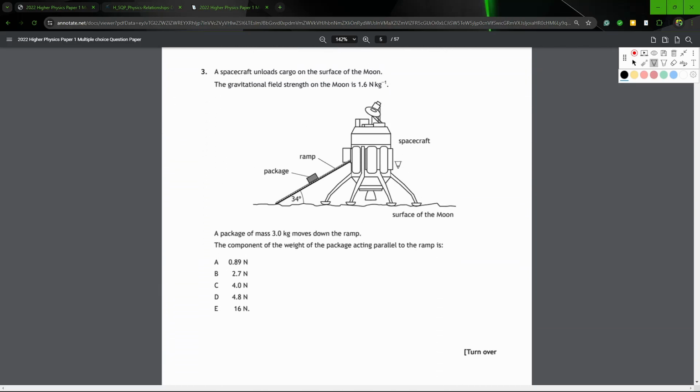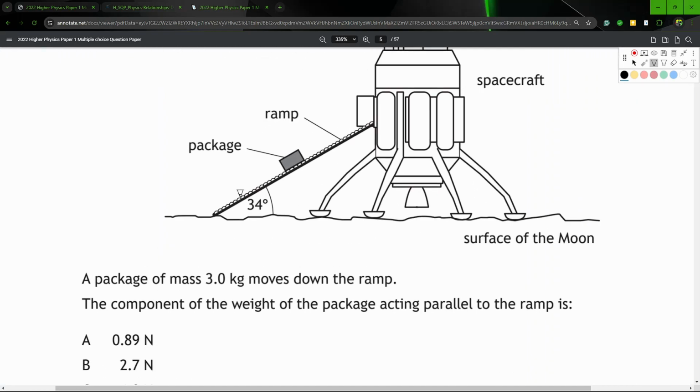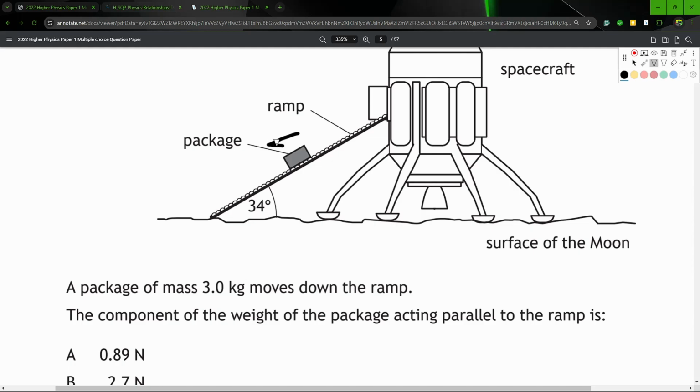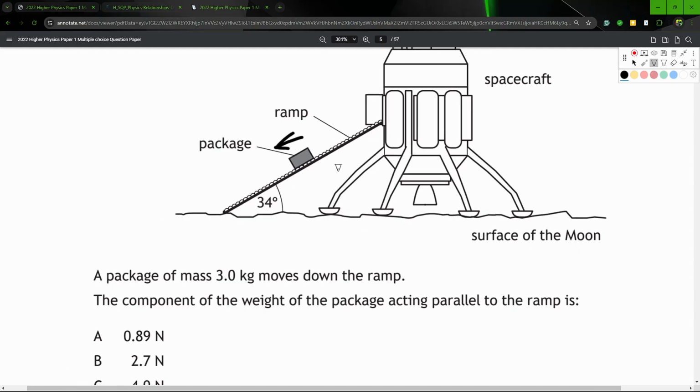Moving on to 3. A spacecraft unloads cargo on the surface of the moon. The gravitational field strength on the moon is 1.6 newtons per kilogram. A package of mass 3 kilograms moves down the ramp. The component of the weight of the package acting parallel to the ramp is what? Remember, parallel means it's the force acting this way, not the force downwards, the weight.